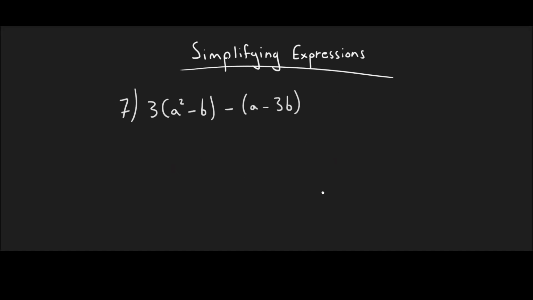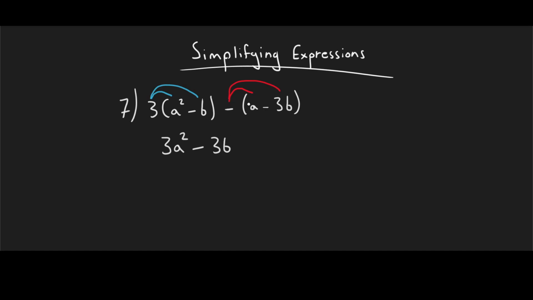And we have our final example, which is 3 multiplied by a squared minus b, minus all of the bracket a minus 3b. So first thing we do, before simplifying, is expand the brackets. So we have 3 multiplied by the a squared and 3 multiplied by negative b. Also, we will have the negative distributed over both terms as well to expand the bracket. So 3 times a squared will give us 3a squared. 3 times negative b will give me negative 3b.